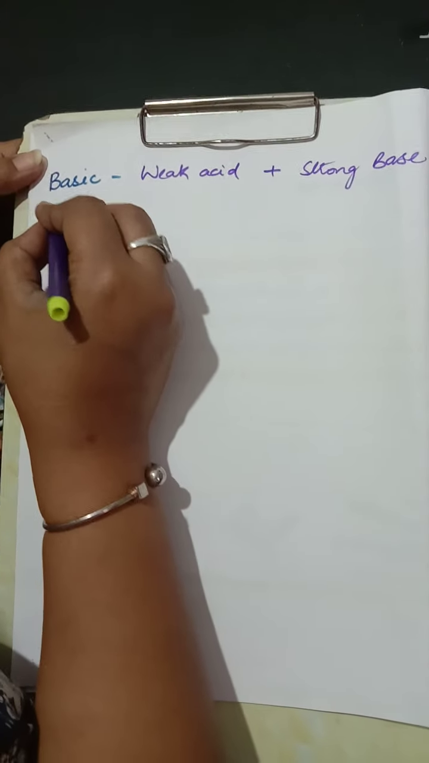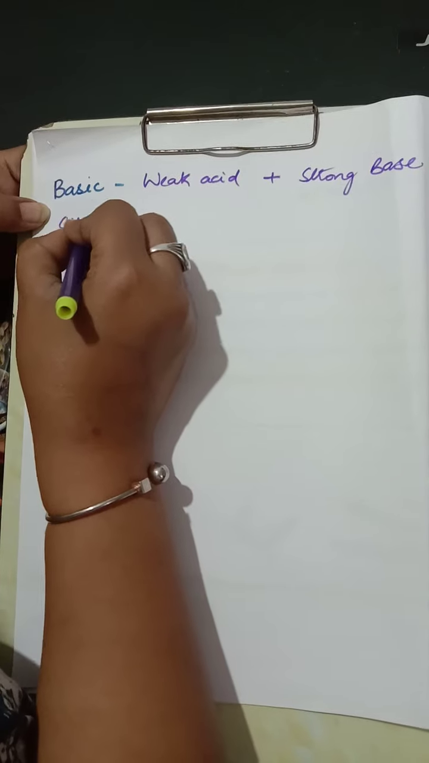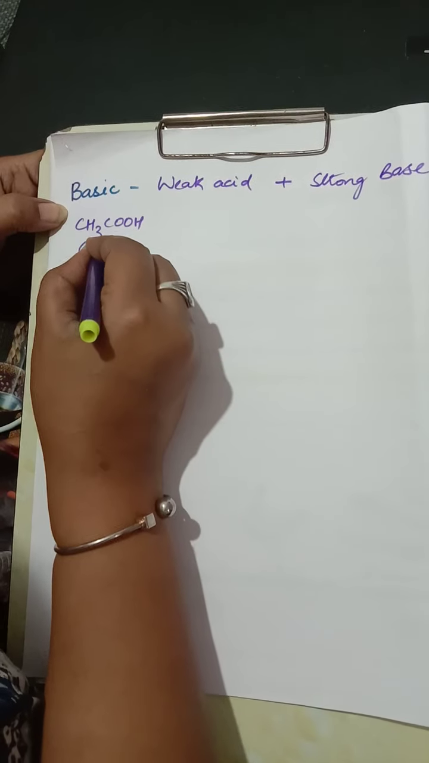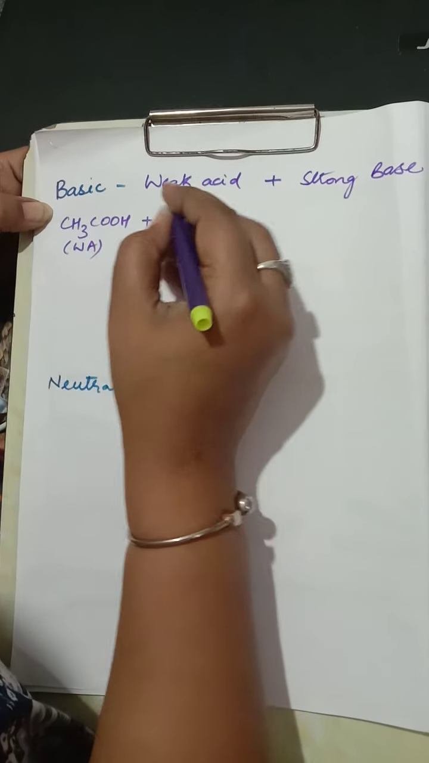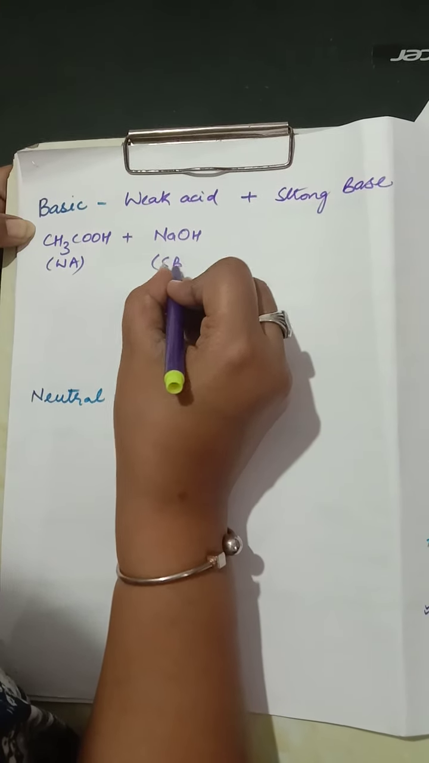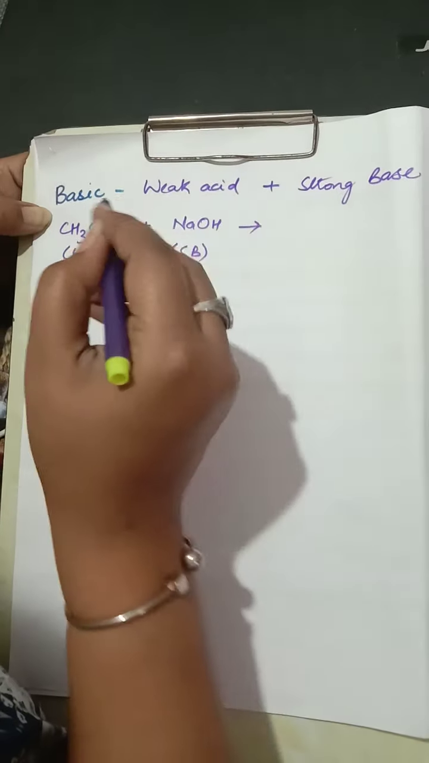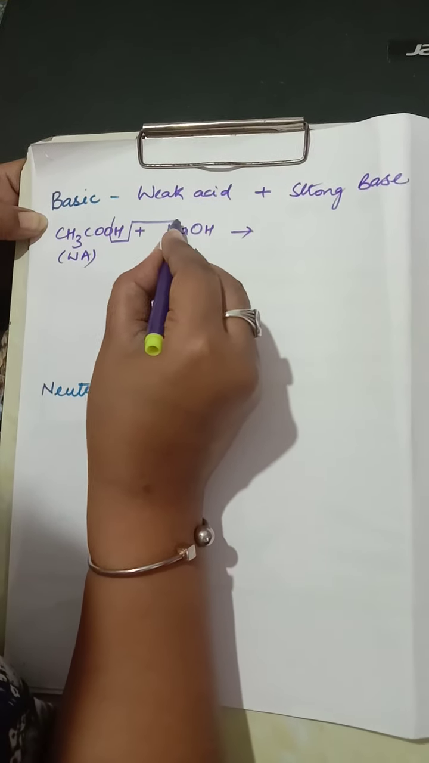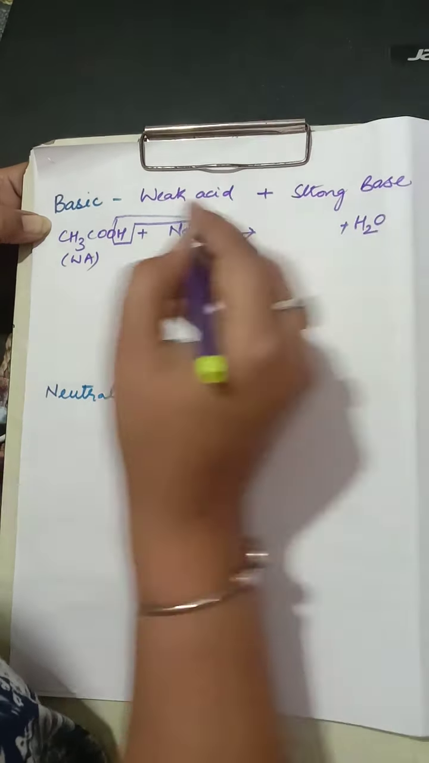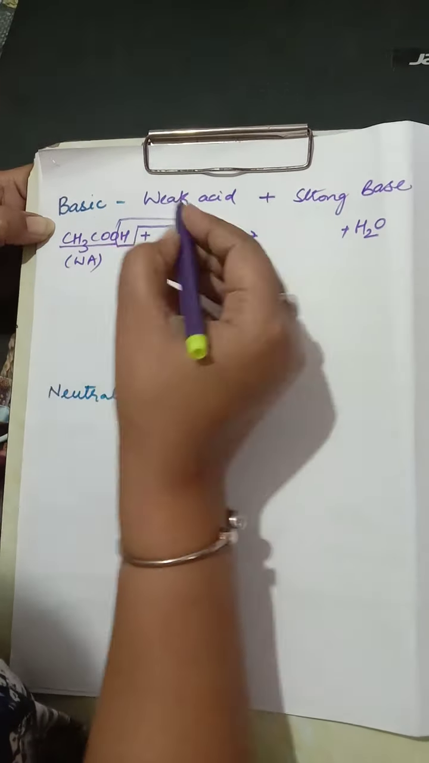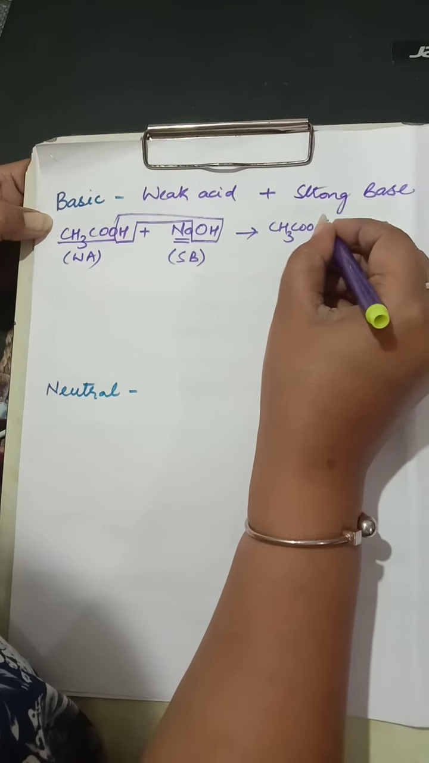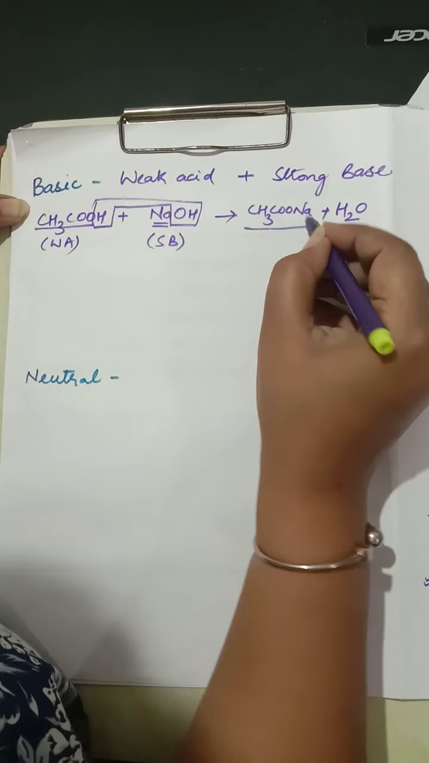For example, weak acid, take example, acetic acid. This is weak acid. When this weak acid reacts with strong base, for example, NaOH, then what happens? This hydrogen will take up this OH, will give you water, along with this CH3COO combining with Na to give you salt sodium acetate. The nature of this salt is basic.